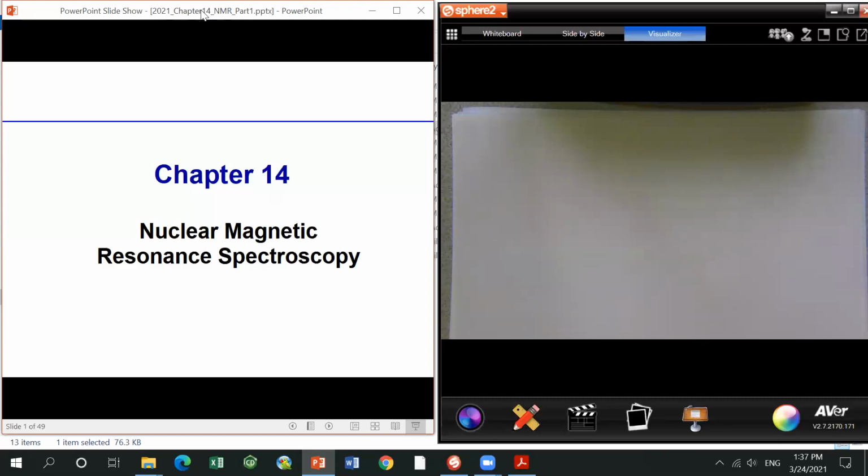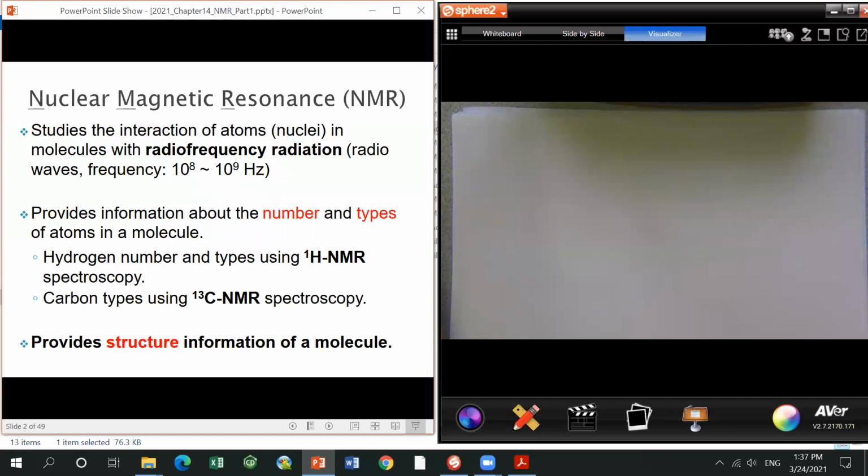NMR is a very useful tool for organic chemistry. Nowadays, pretty much no one uses IR for organic chemistry, but NMR is the fundamental tool. It helps figure out structures and gives a lot of information. All right, now let's start.